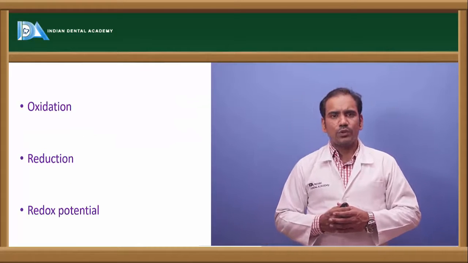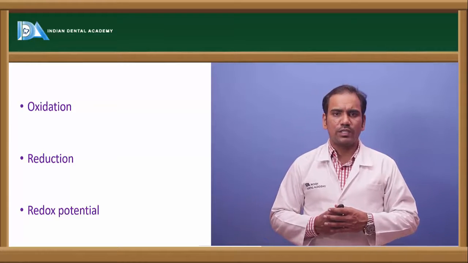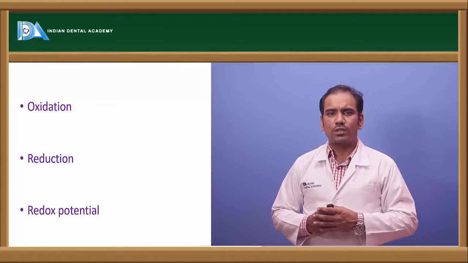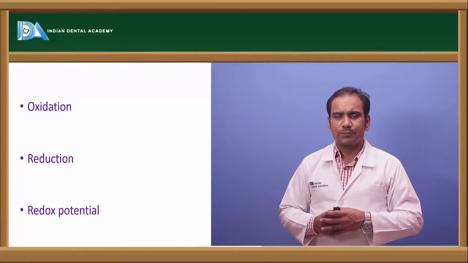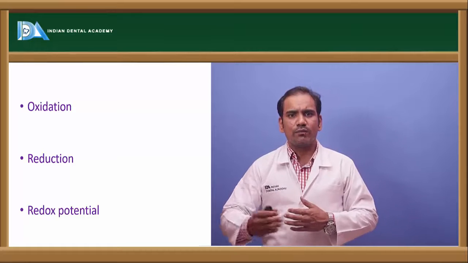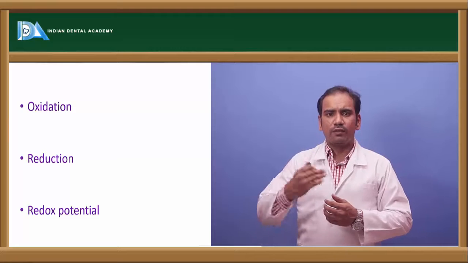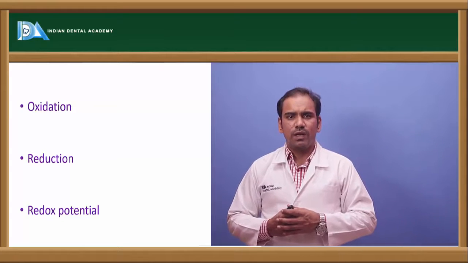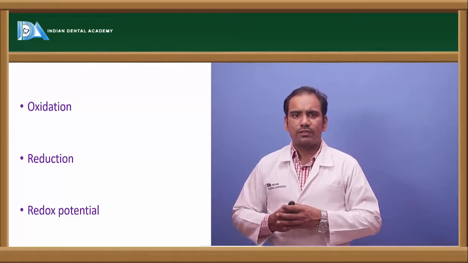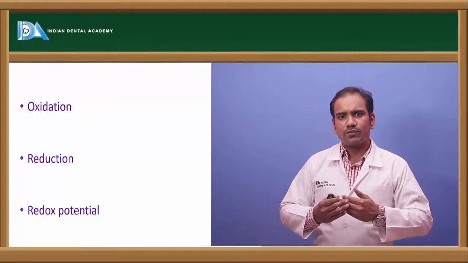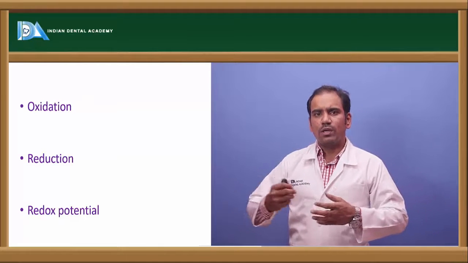Coming to, you should know what oxidation, reduction and redox potential are, when you are going through biological oxidation and the electron transport chain. What is oxidation? Oxidation is nothing but loss of electrons. And reduction is gain of electrons. And redox potential: in oxidation reduction reactions, the electrons are transferred from a more negative redox potential to a more positive redox potential.